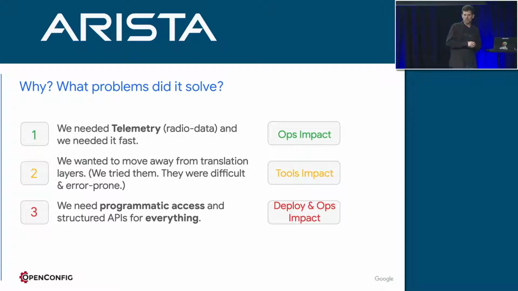And the third thing was, we realized a while ago that we needed programmatic access to basically everything, right? This is structured data APIs. We saw the problems with SNMP and CLIs and humans doing the configuration. I think that's a pretty well-established problem. So we just wanted APIs for everything.